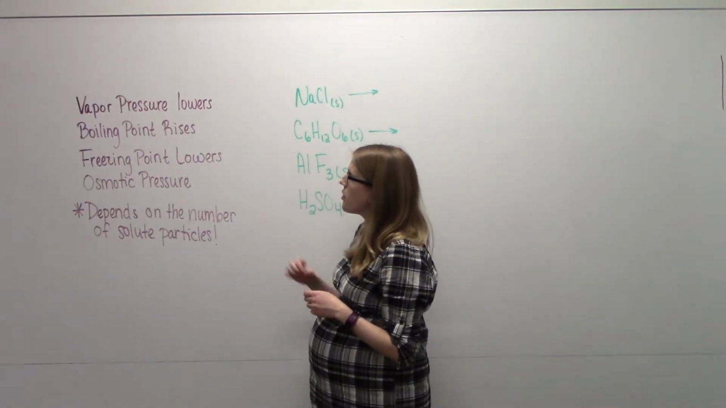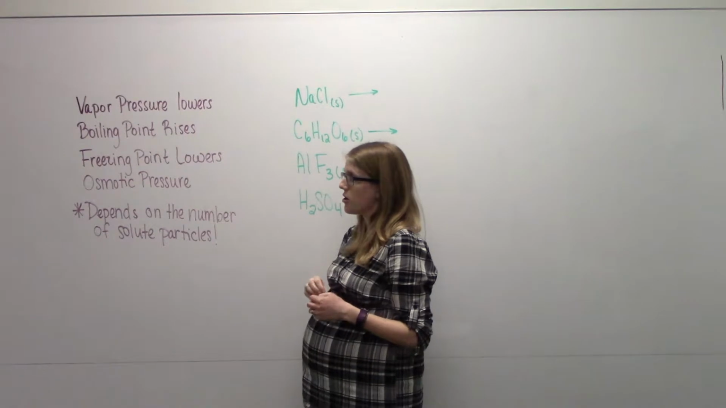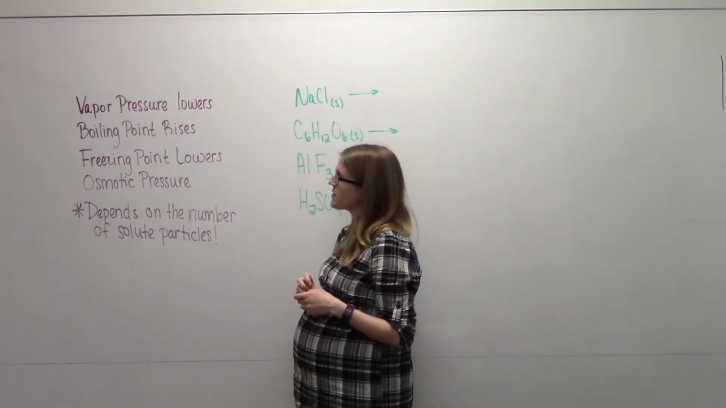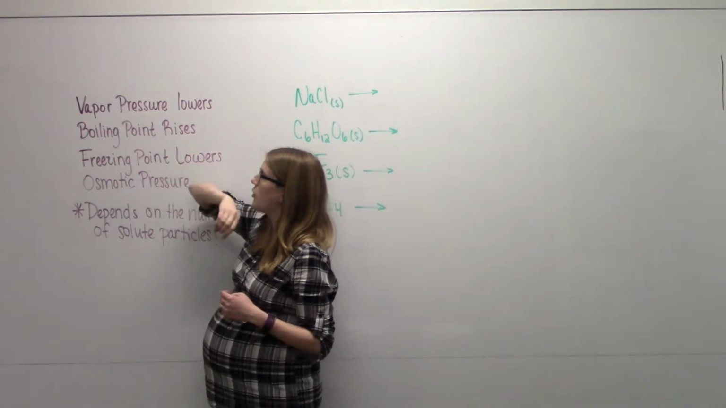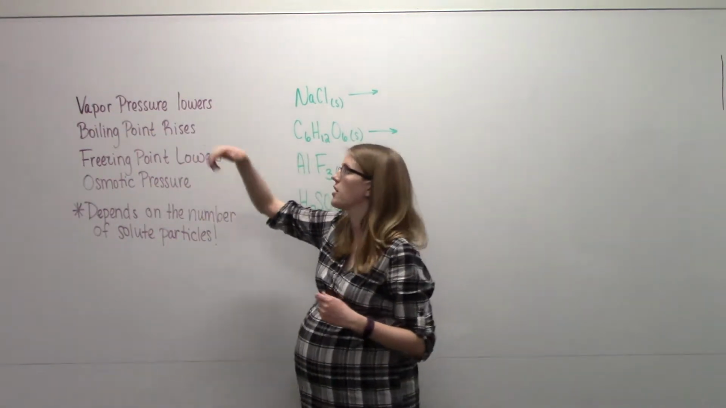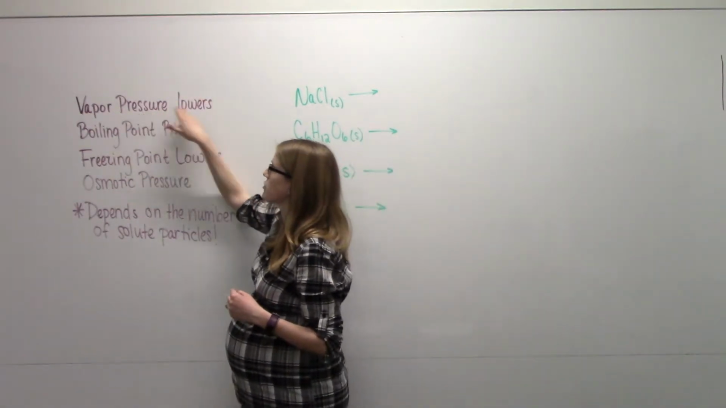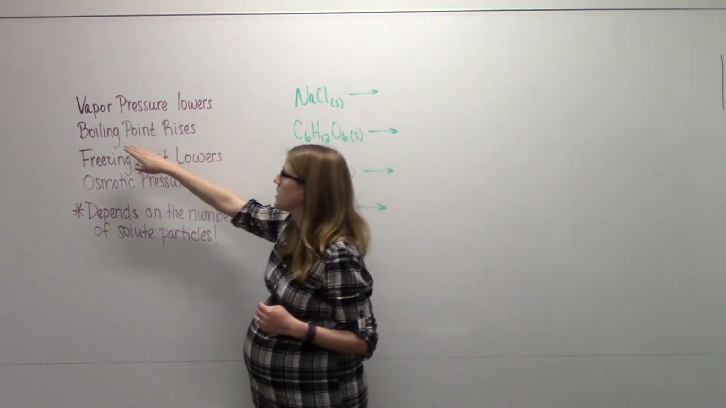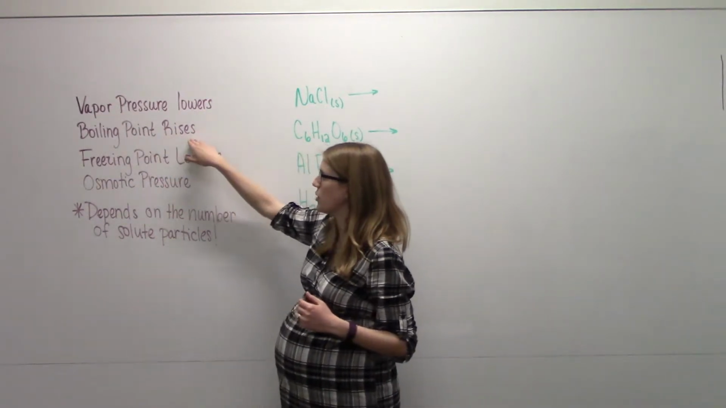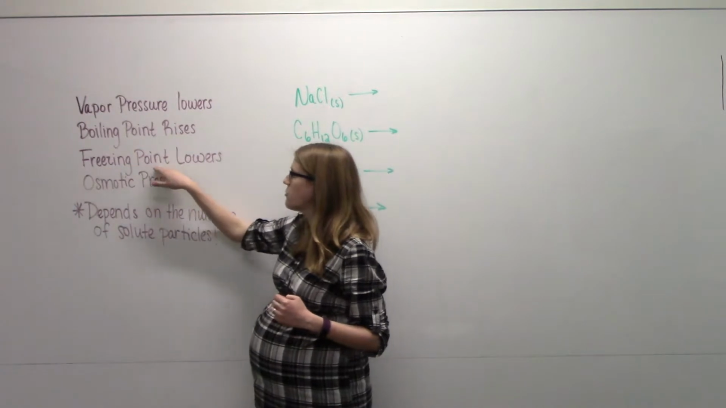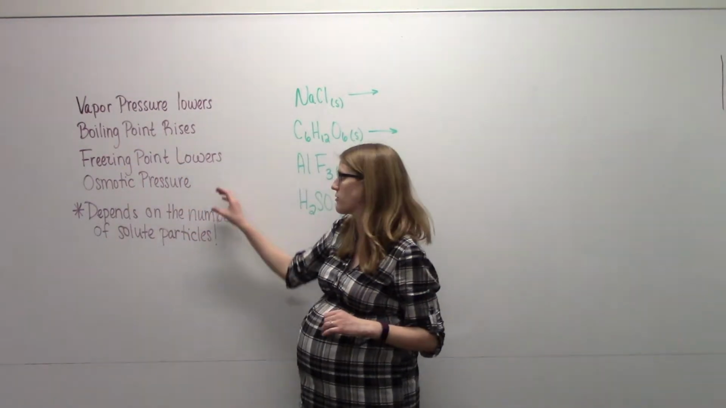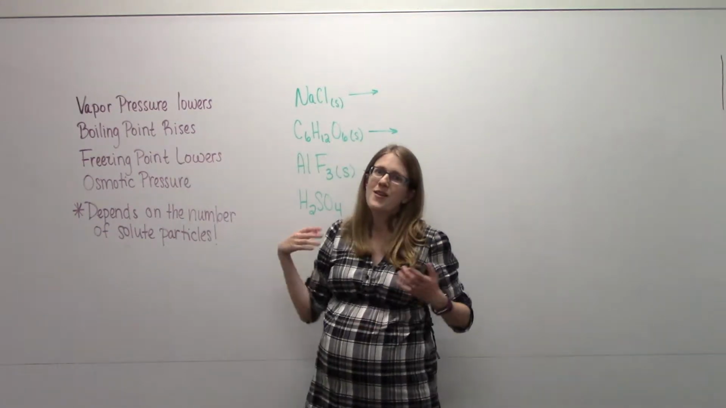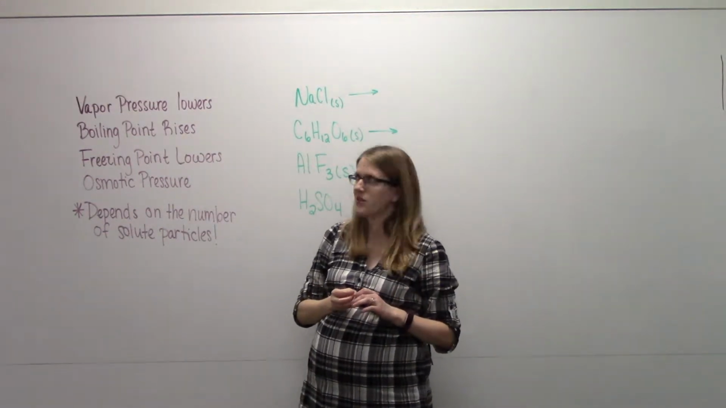So you went through these in your notes and you wrote down some things about them, but you need to know that when something is dissolved in the water, it's going to cause the vapor pressure to decrease. It's going to cause the boiling point to increase. It's going to cause the freezing point to decrease. And it's going to change the osmotic pressure. This one you really just need to know basically by definition.